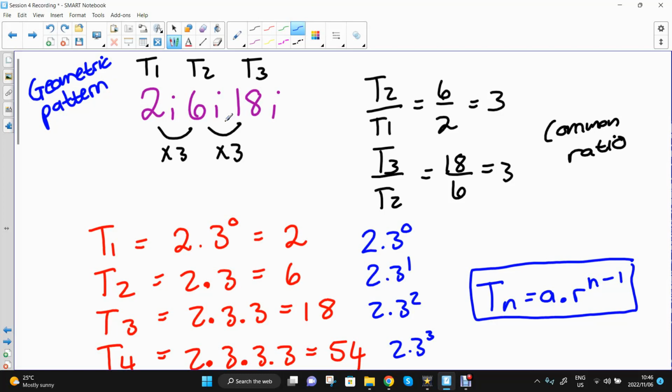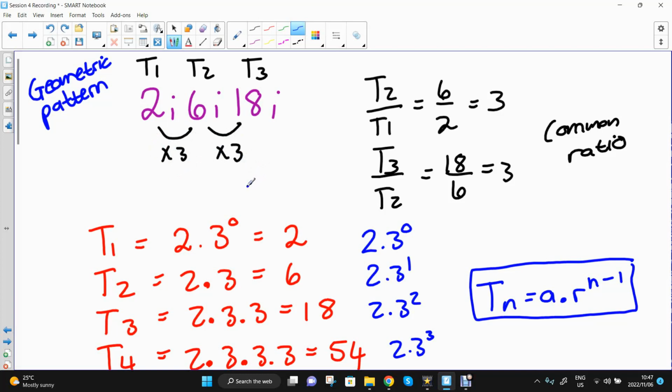So there is a very specific formula for this type of pattern, and it is completely different to the linear sequence. Now, if you look at the example that I've got here, 2, 6, 18, to get from the first term to the second term to the third term, you can see that I am timesing by 3. So the big difference here is that with the geometric pattern, I am multiplying with a constant value.